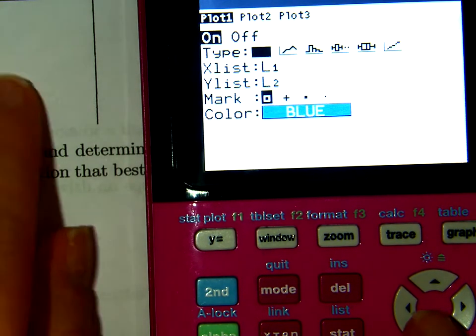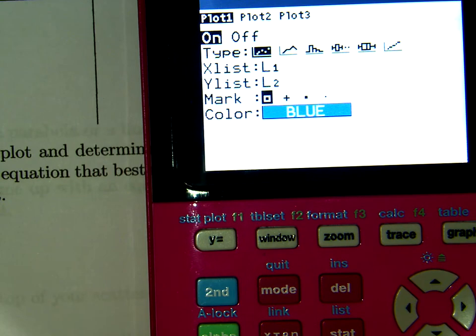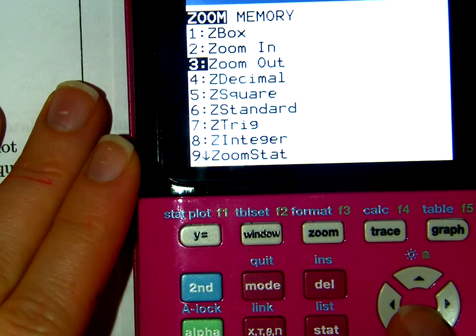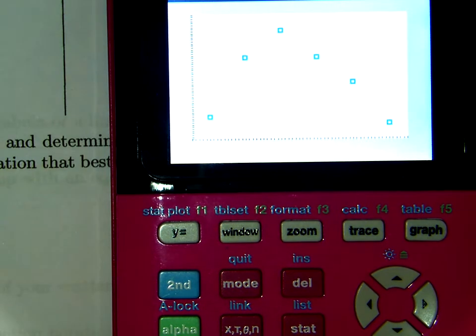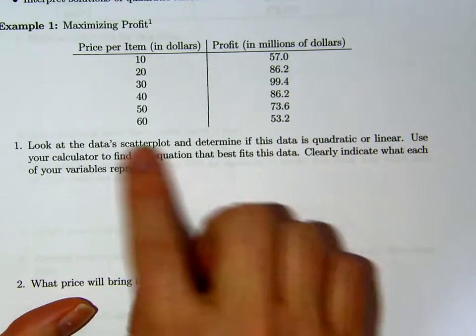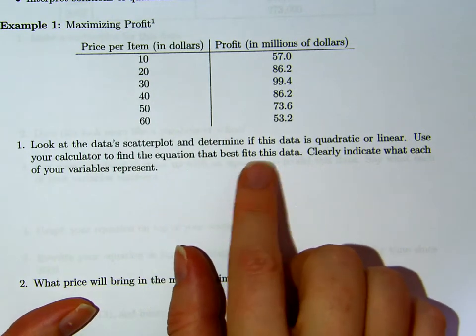And remember that our x list is supposed to be our explanatory variable. So we're trying to say that price explains profit, and profit responds to the price per item we put on something. So in list 1 was price, and list 2 was the profit, and that is exactly how it should be. So now we're going to go to zoom, down to statistics, zoom 9, enter, and we see this graph. In addition to looking at the scatter plot, it wants an equation of best fit for this data.